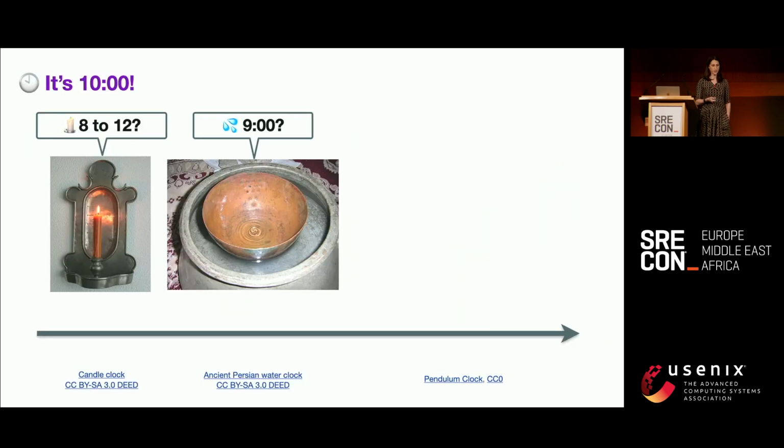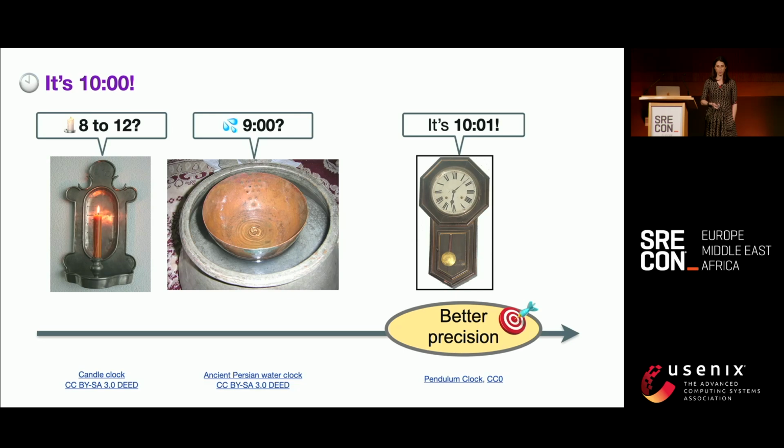And it took us about 3,000 years to get the margin of error in measuring time down to a single minute. And that was with pendulum clocks. And before that, we used things like candle clocks and water clocks.